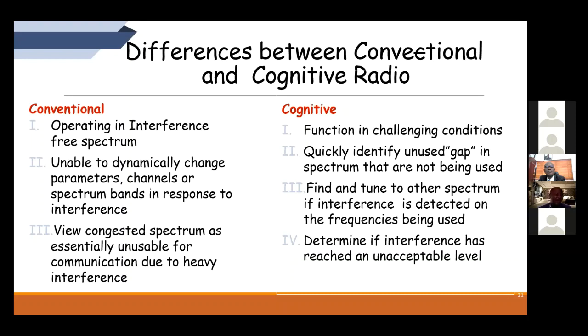In terms of our conventional systems, they view congested spectrum as essentially unusable for communication due to heavy interference, and they walk away. But the cognitive radio will fine-tune and will find other spectrums if interference is detected or when there's a malicious attack, and determine if the interference has reached an acceptable level before it goes into another hole.